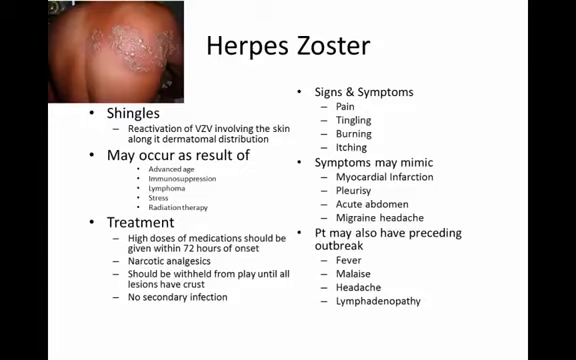They should be withheld from play, physical activity, and physical contact with others until all lesions have crusted so that they do not receive a secondary infection. Signs and symptoms include pain, tingling, burning, and itching. Symptoms may mimic myocardial infarction, pleurisy, acute abdominal pain, and migraine headache. Patients may also have preceding outbreaks of fever, malaise, headache, and lymphadenopathy. Herpes zoster is extremely contagious and therefore the mode of transmission is high.